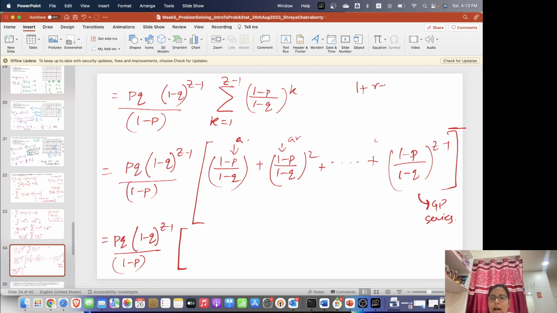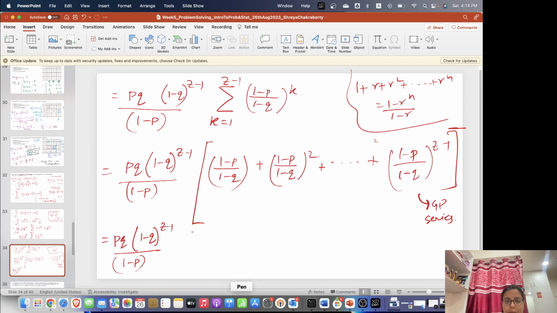One plus r square plus r to the power n. This is 1 minus r to the power n by 1 minus r. So here 1 minus p by the complete bracket is r. If we take 1 minus p by 1 minus q common, but the r raised to 0 term is missing in this. So how can we compare to a GP? We can, and I'll tell you how.